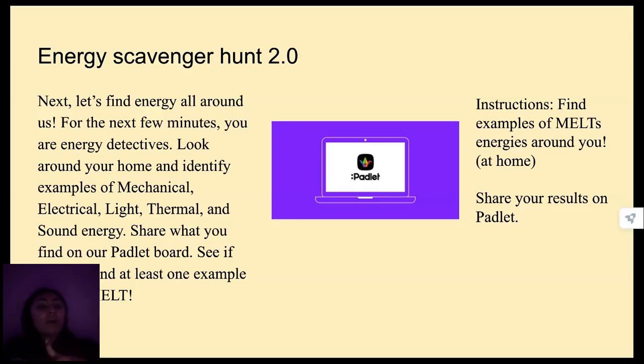I want you to look around your home and identify different types of energy: mechanical, electrical, light, thermal, and sound. Share what you find on our Padlet board and see if you can find at least one example of each MELT, okay? Remember our instructions: find examples of MELT's energies around you at home and share your results on Padlet.